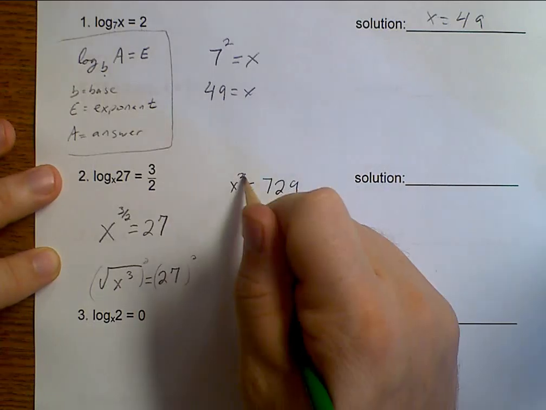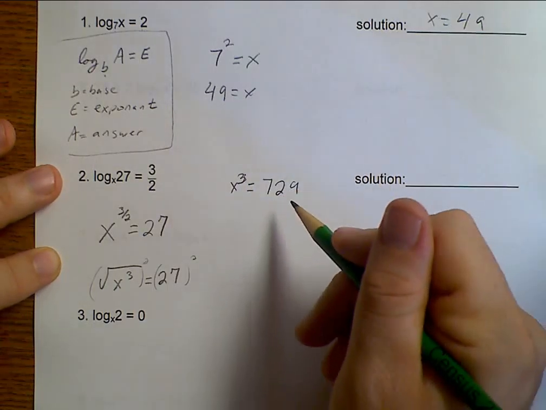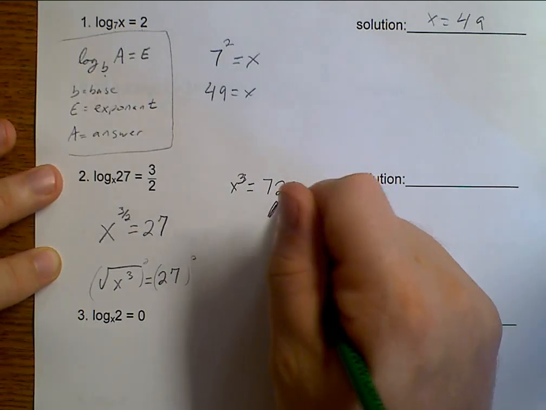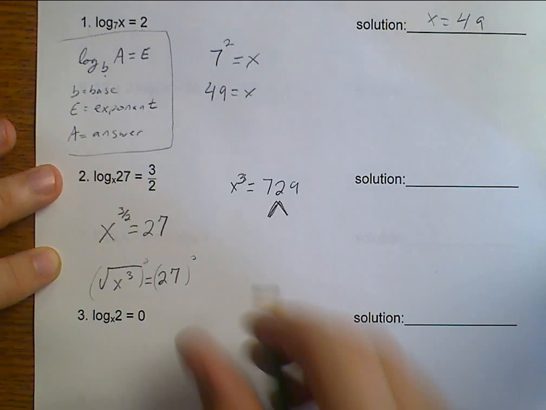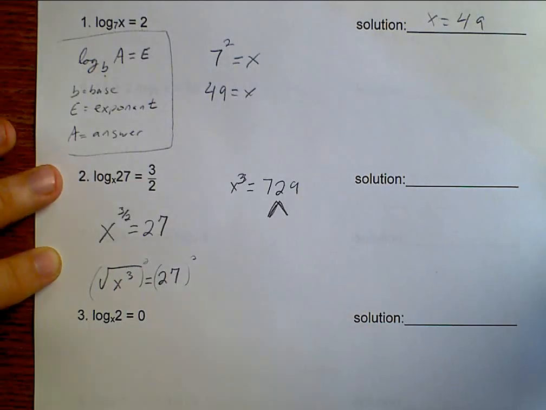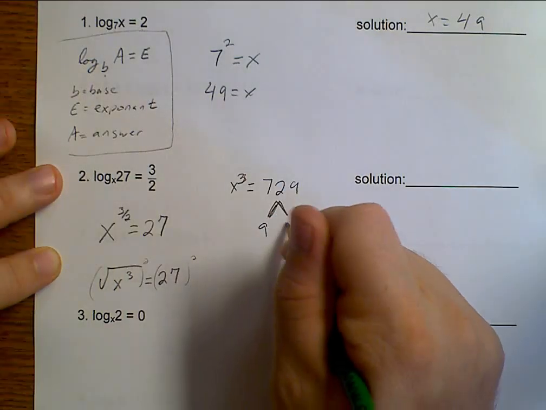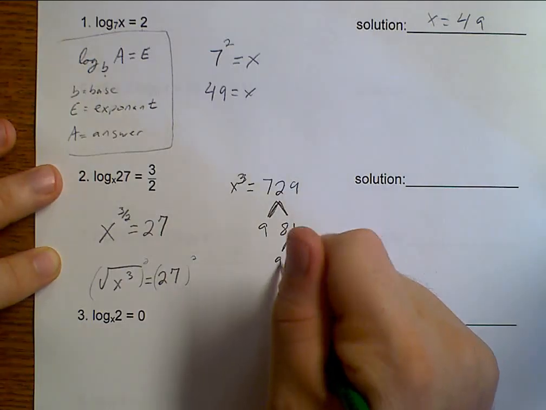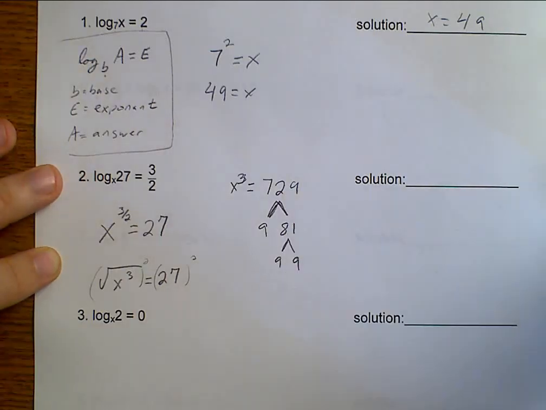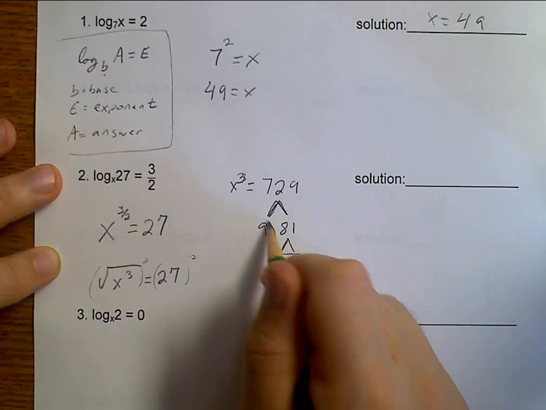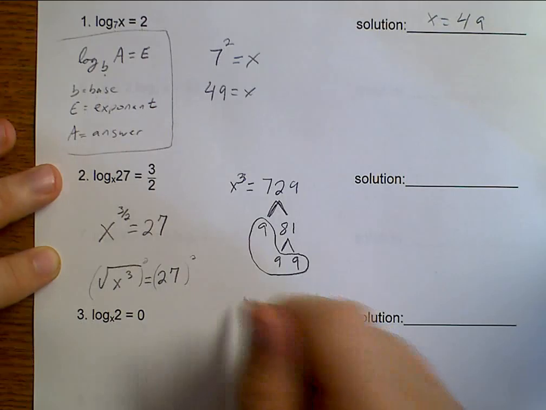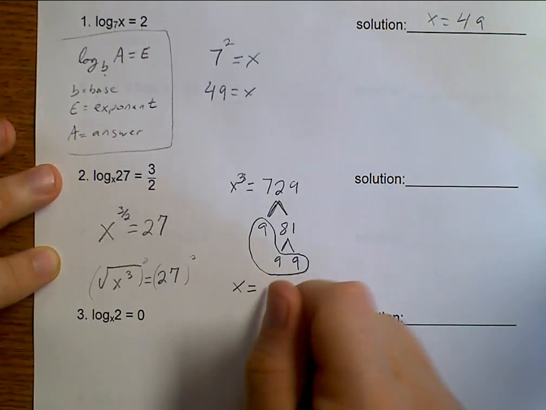Well, now I need to factor 729 to figure out what x cubed is. I'm looking at this, and I think I can divide it by 9. So if I do 729 divided by 9, I get 81. And another 81 is 9 squared. So I have 3 9s. So x must equal 9.